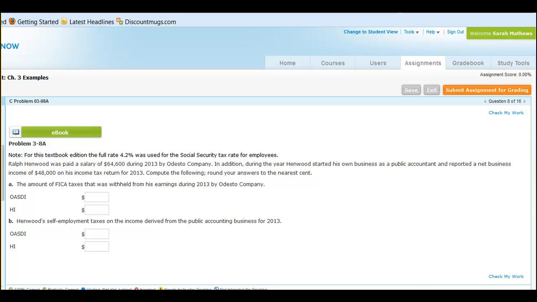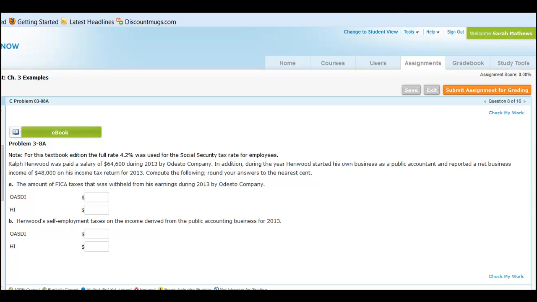Chapter 3, Example 8A, we have Ralph Henwood, who was paid a salary of $64,600 during 2013 by Odesto Company. In addition, during the year, he started his own business as a public accountant and reported a net business income of $48,000. So A says that we are to calculate the FICA taxes that were withheld from his earnings during 2013 from the Odesto Company.